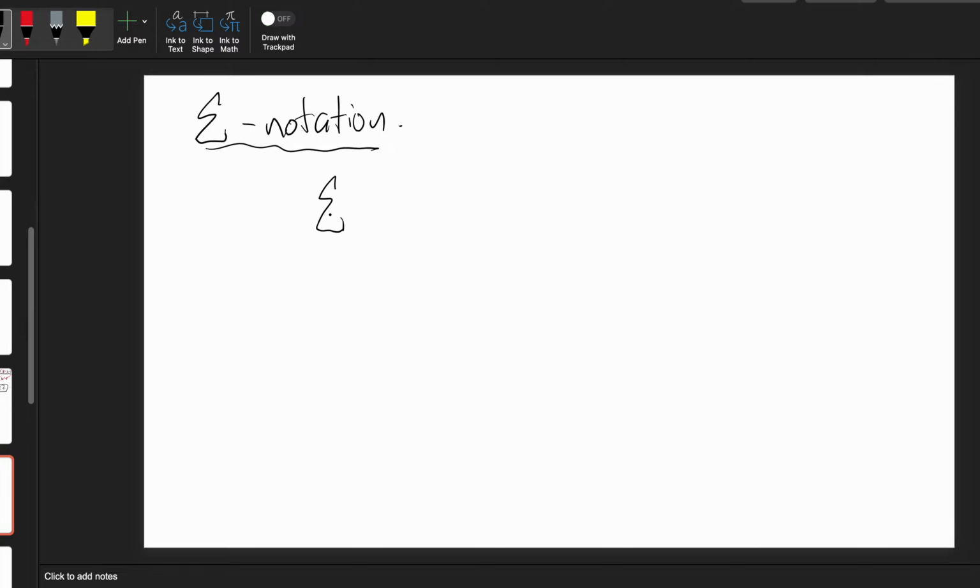Okay, so let's continue on with our lecture. I want to introduce sigma notation. Okay, sigma notation. What is sigma notation? Well, sigma notation simply says it's a nice way for us to write.